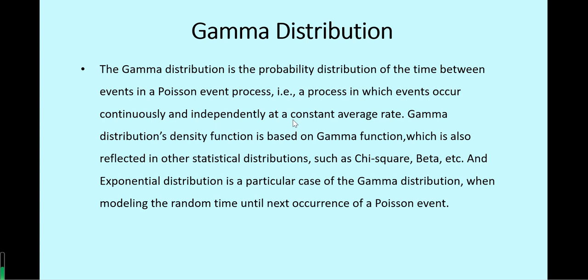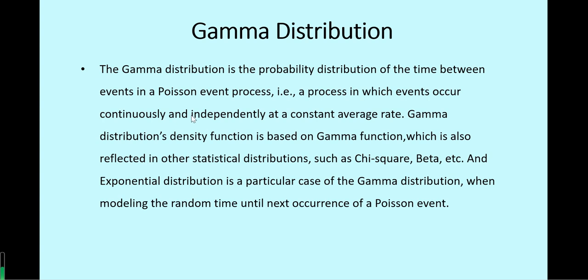So we have learned Poisson distribution at a constant average rate called lambda. And the gamma distribution is used to model the time until alpha times occurrence of such Poisson events. So this alpha, maybe 1, maybe 2, maybe 3, is any number.